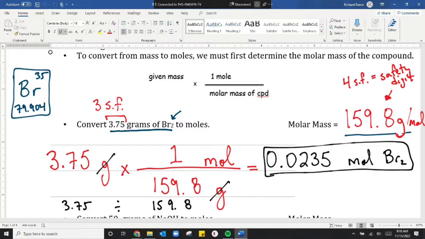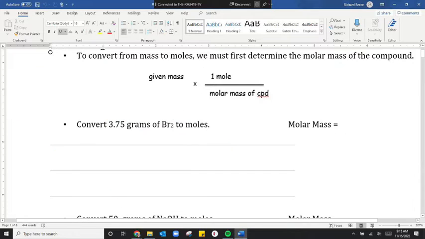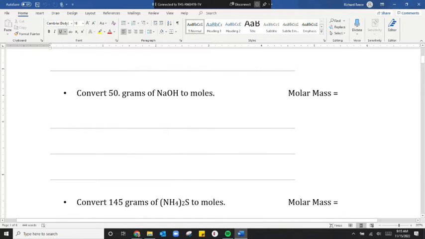All right, so that's our first one, going from grams to moles. Let's try it with the next question. It says convert 50 grams of NaOH into moles. So the first thing I need to do is find my molar mass of NaOH. So let's add those together there.